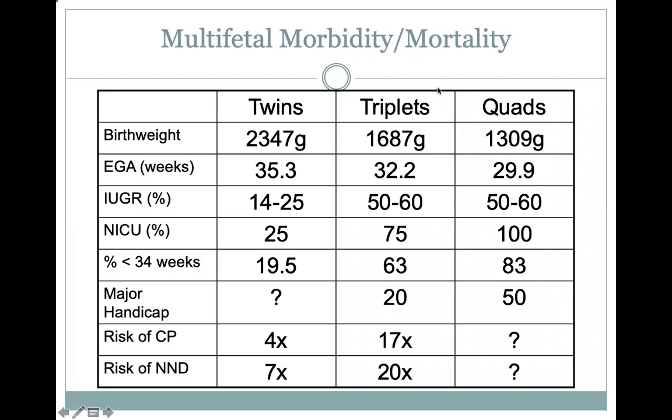So going through this slide, I'm just going to focus on that twins section there, the first column. You can see the birth weight, average gestational age at delivery for twins is 35 to 36 weeks. The percent of patients with twins who have IUGR in at least one fetus is 14 to 25%. In NICU admissions, at least 25% of these babies go to the NICU. And importantly, up to 20% of these babies are delivered less than 34 weeks. So they contribute a great deal to our prematurity rate. Next slide.